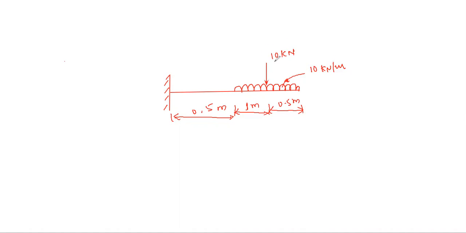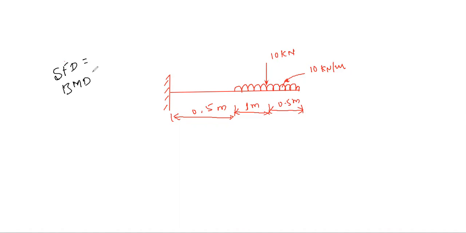Similarly, we have a point load, which is acting at a distance of 0.5 meters from the free end. The intensity of the point load is 10 kN. For this, we need to draw the shear force diagram as well as the bending moment diagram.